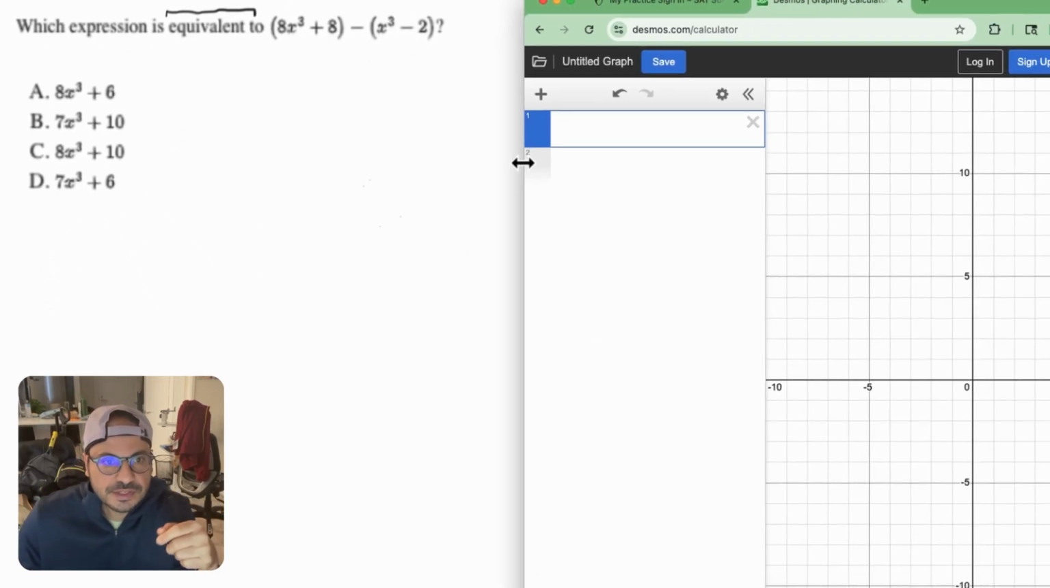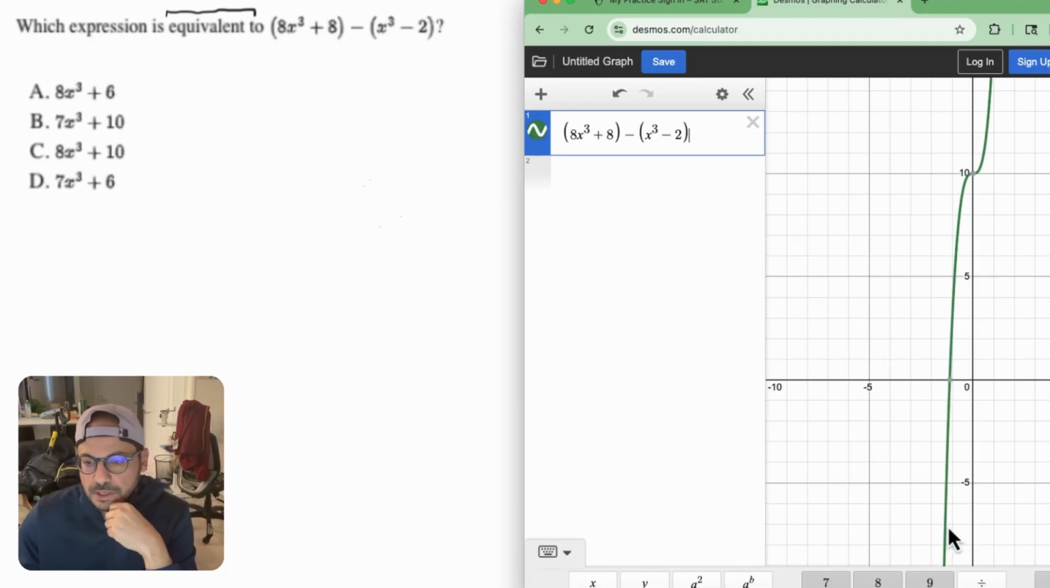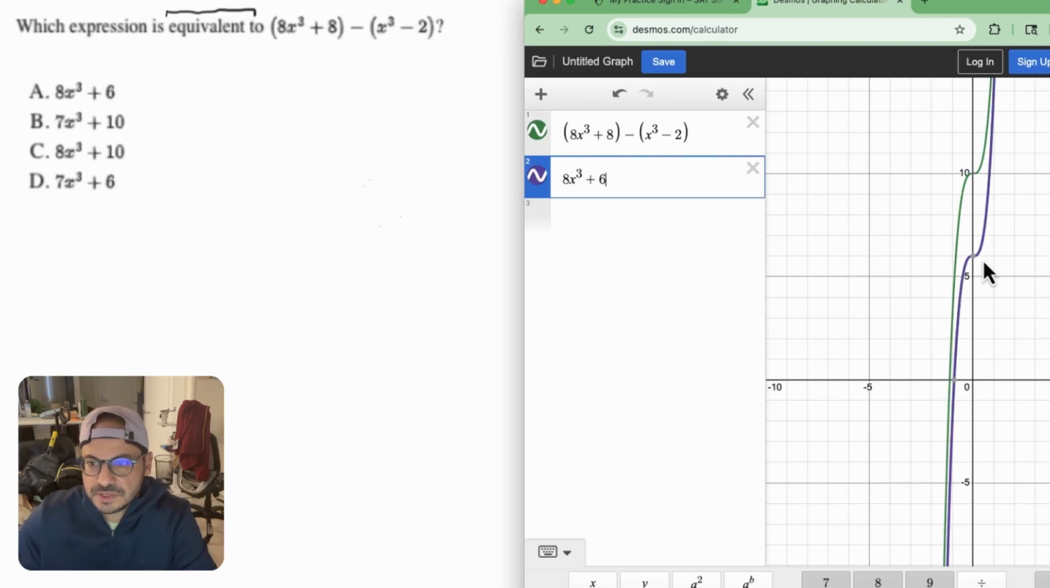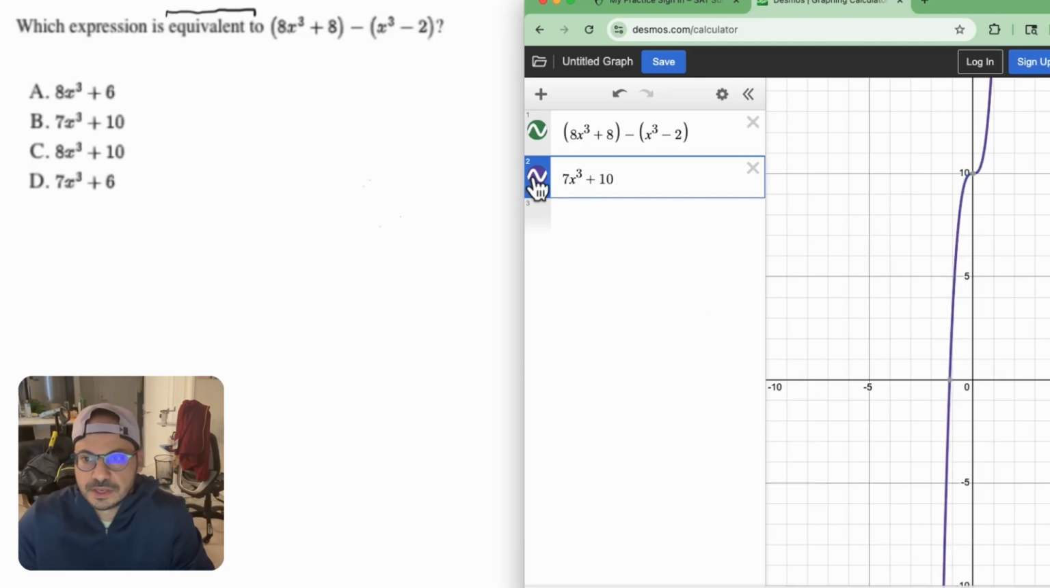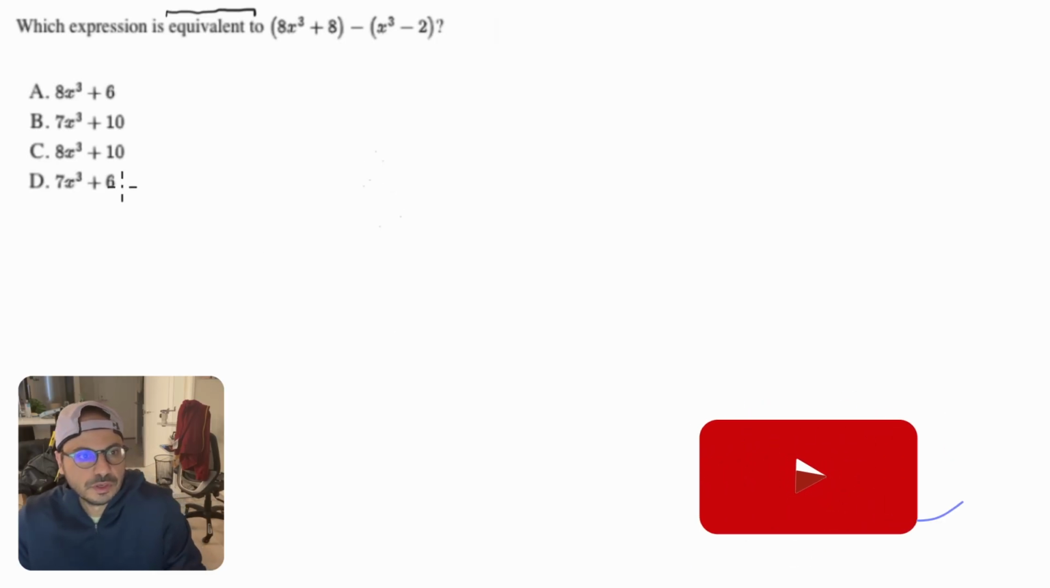So I'm gonna put the problem into here, 8x cubed plus 8. Obviously it shows it graphically. And then we're just gonna put in the answer choices and see which one matches. As you can see, the graphs are different, so that one doesn't work. Plus 10. So boom, it's the same graph. So the answer is B.